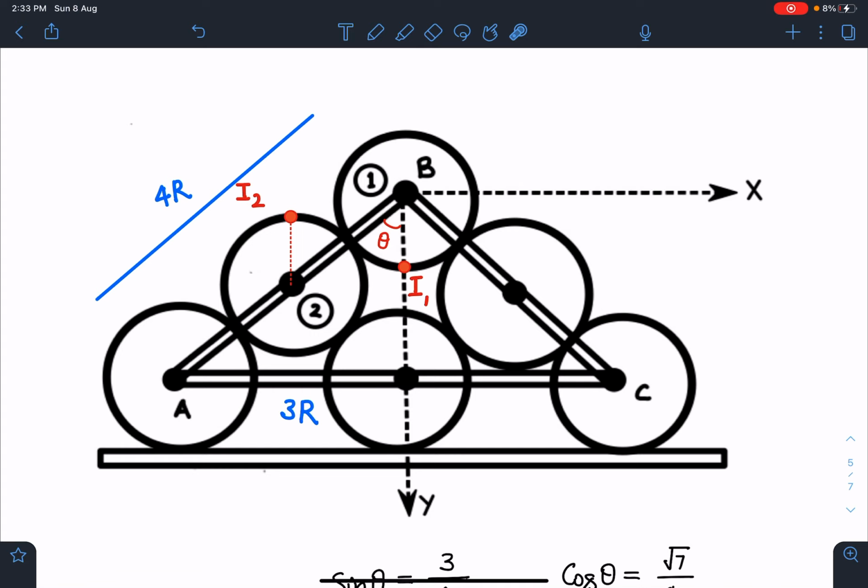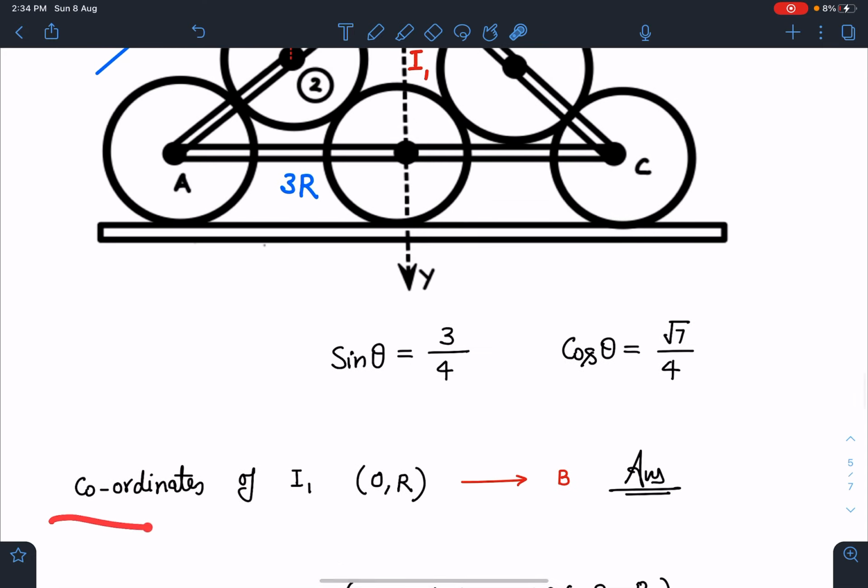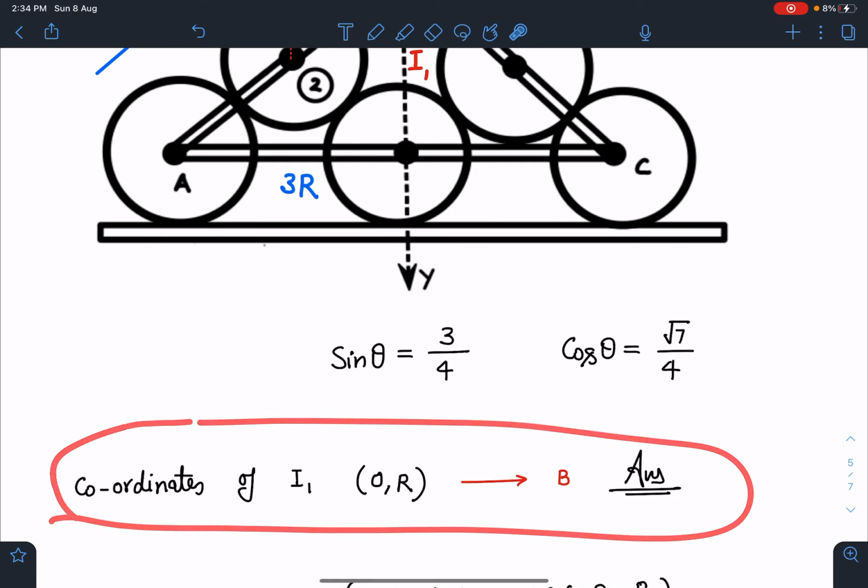Let's take this angle as theta. So sine theta value is known to us, that is 3r and this is 4r, so 3 by 4. So cos theta is root 7 by 4 we can write. Now coordinates of I1 is very easy to calculate. Y-axis is this side and it is lying at the origin along y-axis. So 0 comma r will be the coordinates of it. So first part is very easy. Everyone should get this answer.